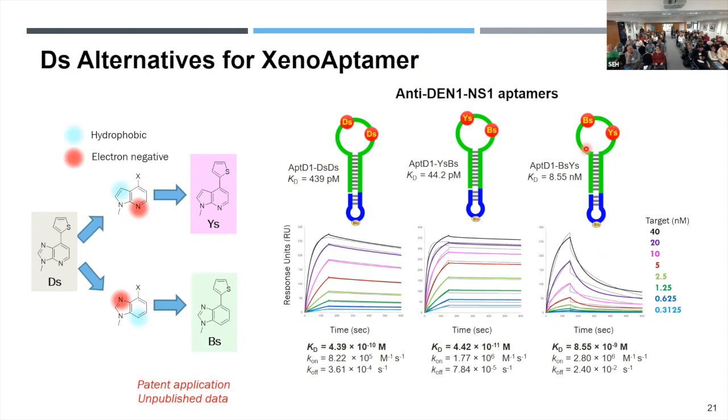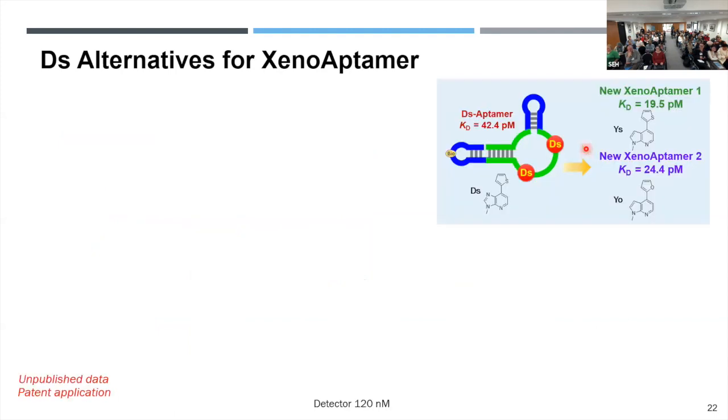I don't show the data of all of the things, but not only the unnatural base, but also the natural bases in the loop region are mostly very important to interact with a target. So this is an interferon gamma case. This is an original 2Ds aptamer. And if we replace Ds with Ys or Yo, Yo is a fluorine version, in this case it also reduces the KD value, increasing affinity.